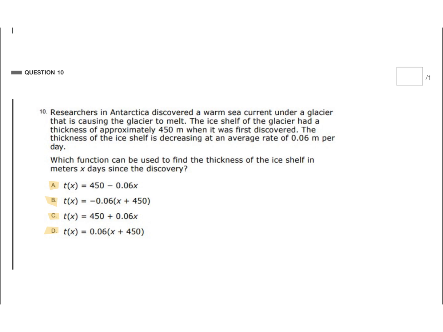Well, I noticed that 450 meters when it was first discovered. I noticed this big word decreasing, and here's another rate of per day. Okay, so decreasing tells me that there's a subtraction in there. Per and that rate, that tells me this is slope. Okay, per and rate, that is slope. So I already know that my slope is 0.06, and slope is always attached to x because it's per day.